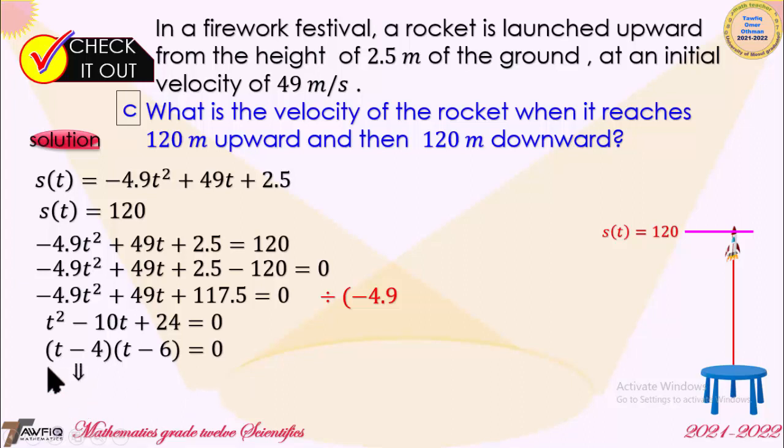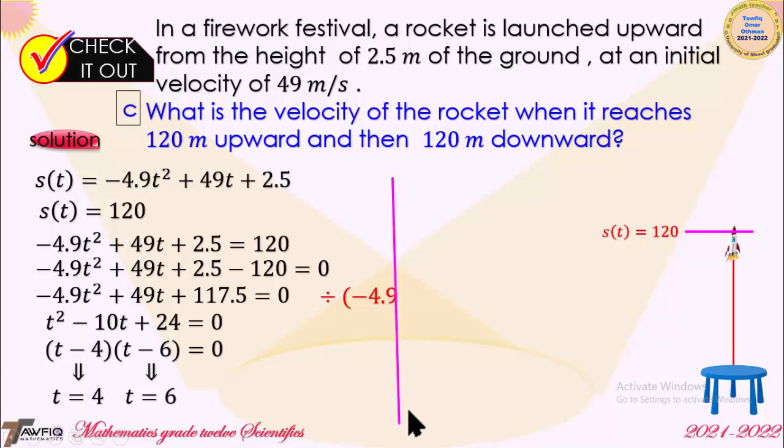When t minus 4 is equal to 0, therefore t is equal to 4, that means the rocket will reach 120 meters upward after 4 seconds. And when t minus 6 is equal to 0, then t is equal to 6. That means the rocket reaches 120 meters downward after 6 seconds.